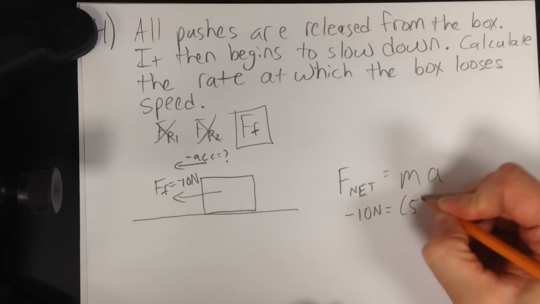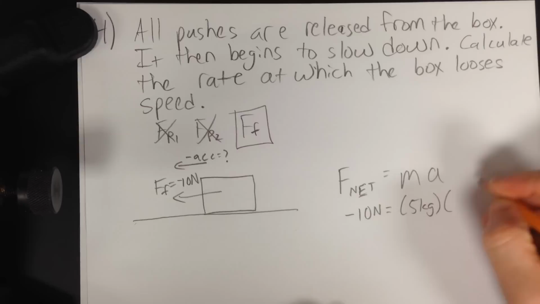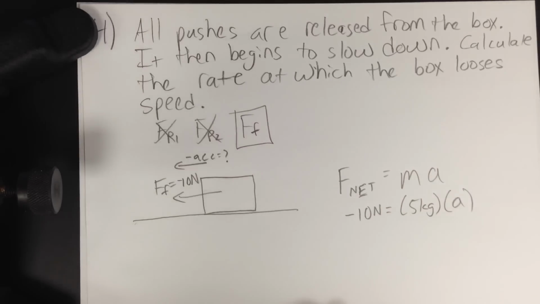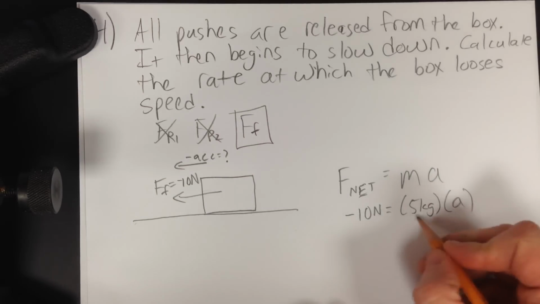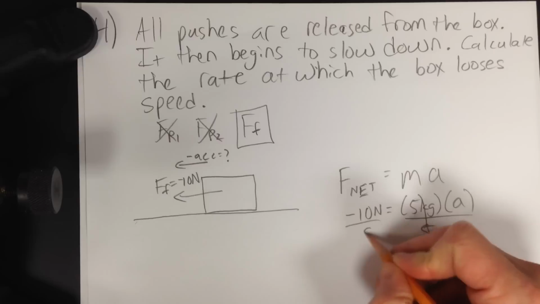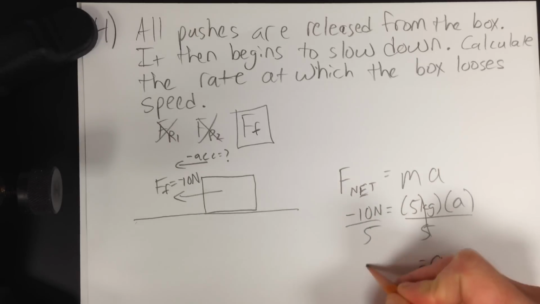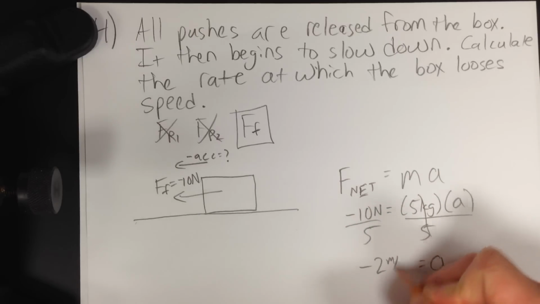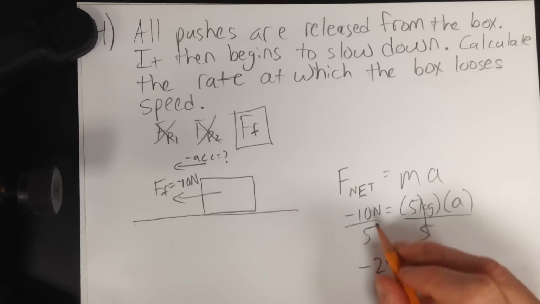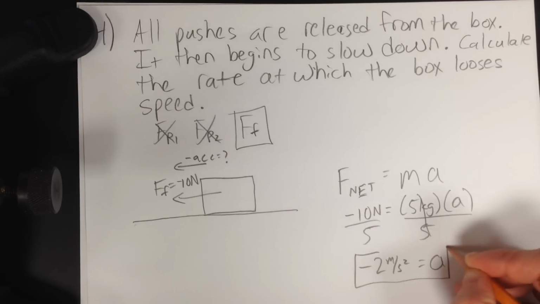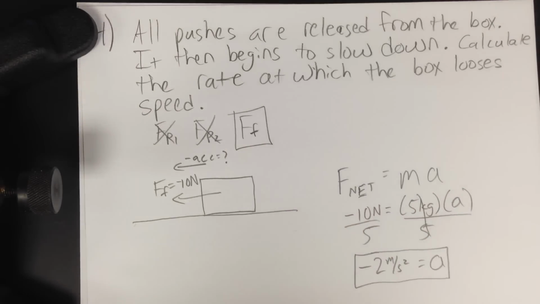The mass of the box is the same. And calculate that negative acceleration. Just divide both sides by 5, and the box would slow down at a rate of negative 2 meters per second squared. See, when there's a negative net force, you get a negative acceleration.